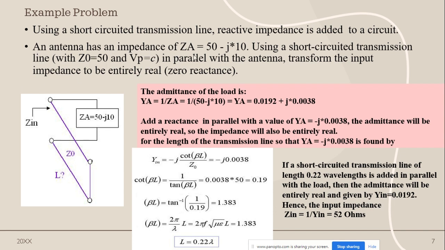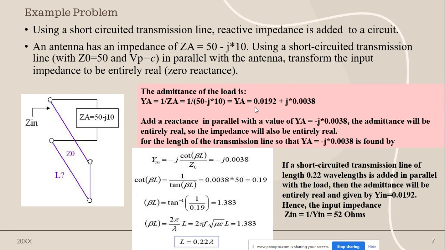An antenna has an impedance of ZA equal to 50 minus j10. Using a short circuited transmission line with Z0 of 50 and VP equal to C, in parallel with the antenna, transform the input impedance to be entirely real. I want to convert the input impedance to be real. So you find YA, which will be 1 by ZA, so 1 by 50 minus j 10.